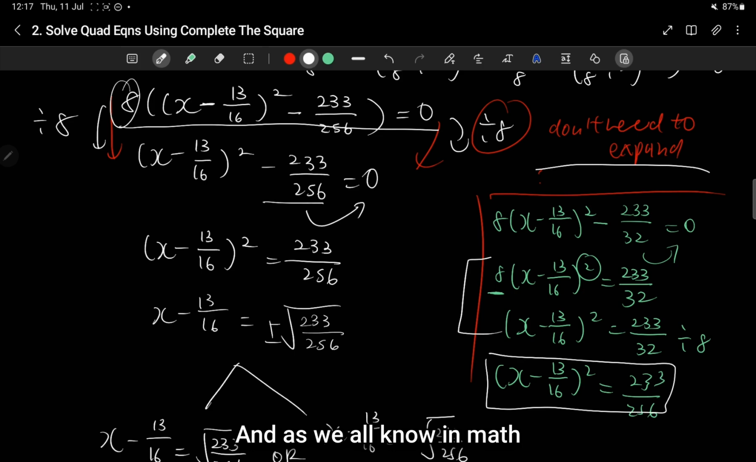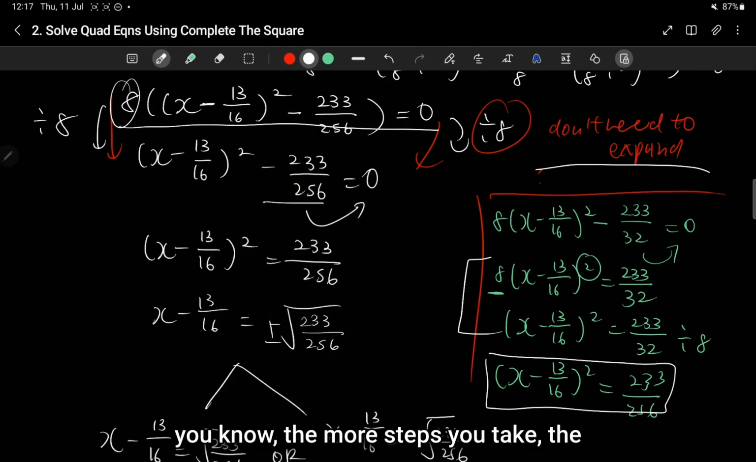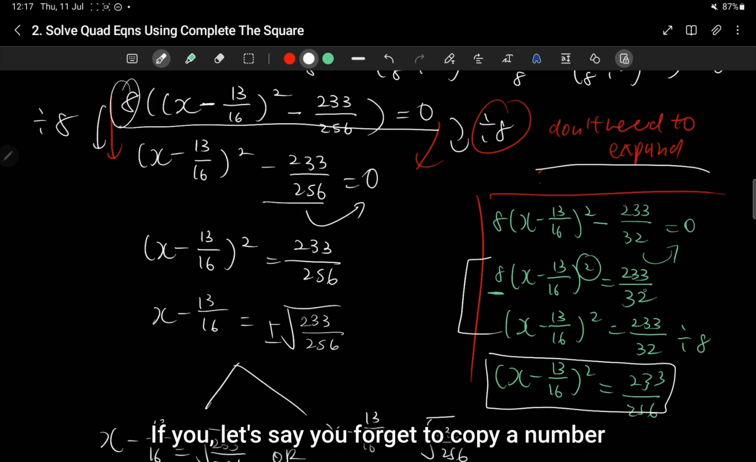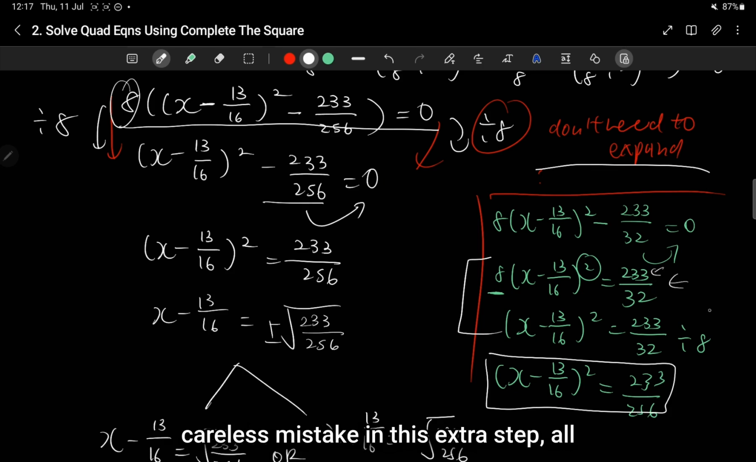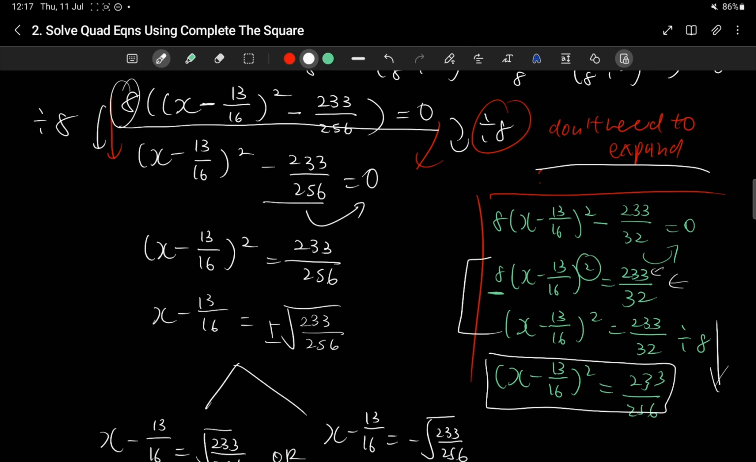And as we all know, in math exams, time is of the essence. And the more steps you take, the higher the chances or the more opportunities for you to make small careless mistakes. Let's say you forget to copy a number over here, and since you make a careless mistake in this extra step, all your other working below will be wrong. That's why in math it's good to be lean and have as few steps as possible so that you don't give yourself opportunities to make careless mistakes.